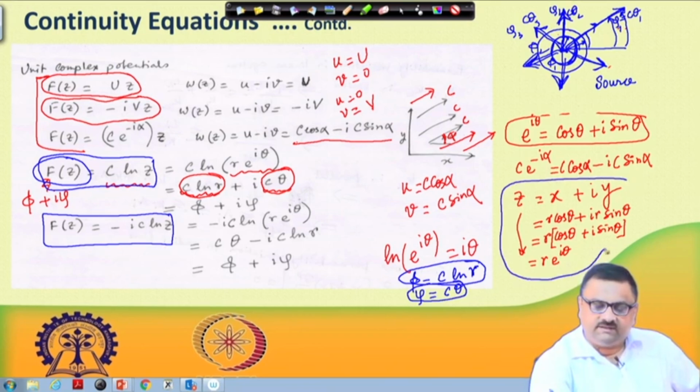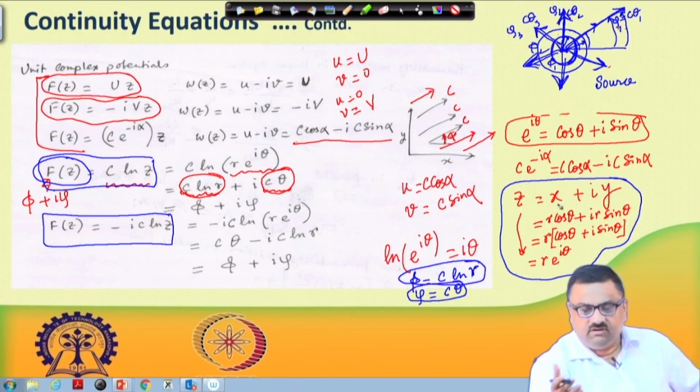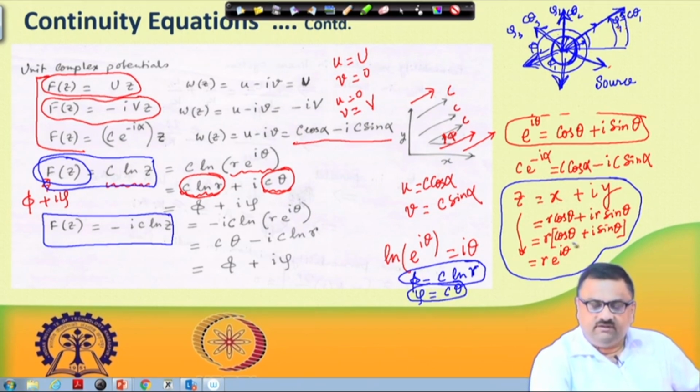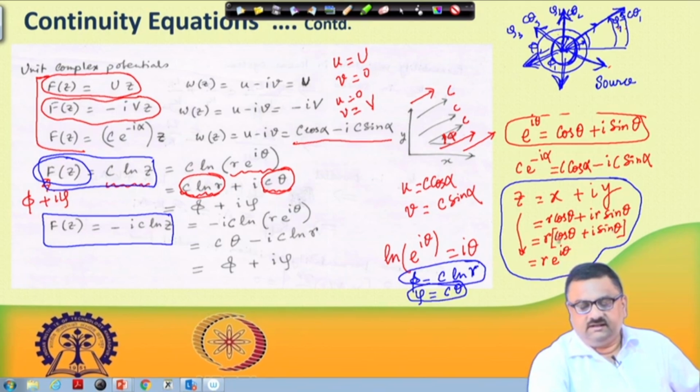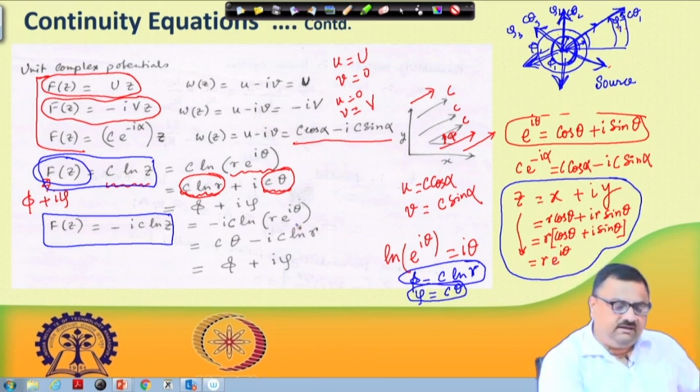z is x plus iy, and x is r cos theta and y is r sin theta when we convert from Cartesian to the r theta system. Then we took r common, making it r times cos theta plus i sin theta, and using Euler's theorem we can write it as r e to the power i theta. So the same thing applies here.